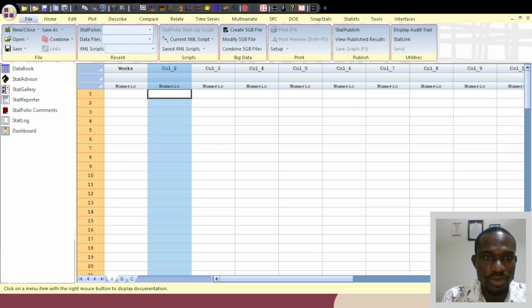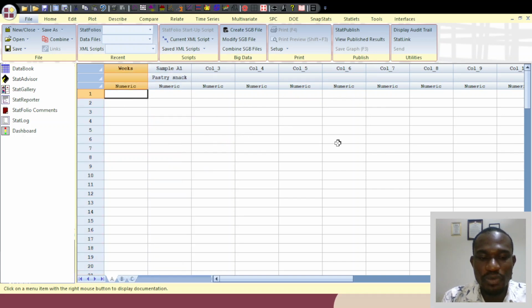Sample A1. It's a pastry snack, and the type of values I'm going to enter is numeric for both of them. So I'll just copy my data and then paste it here, and then we'll move on to the analysis itself.